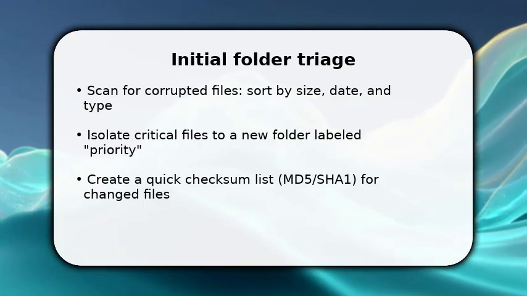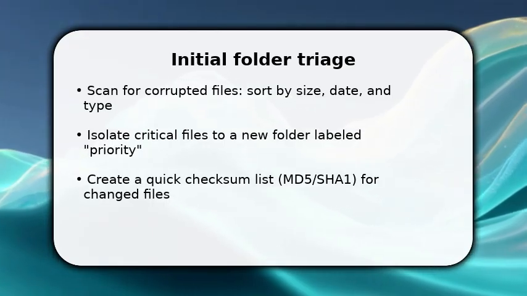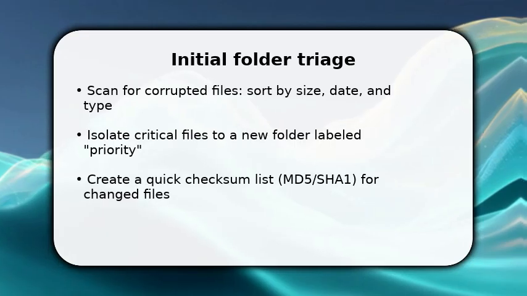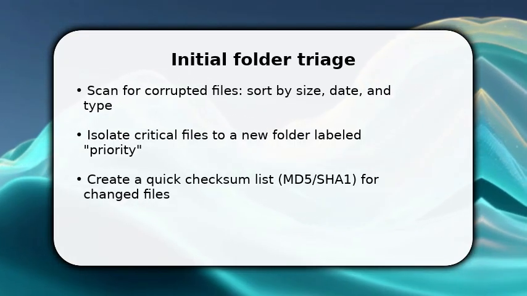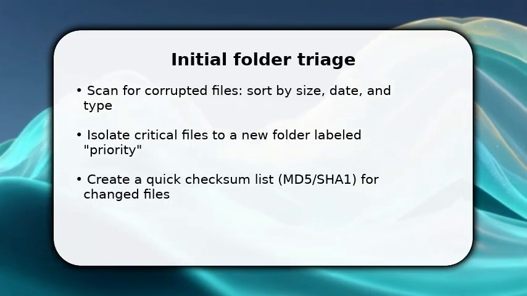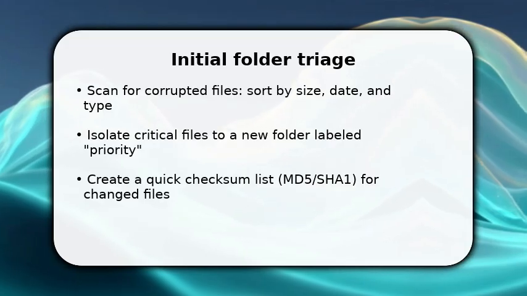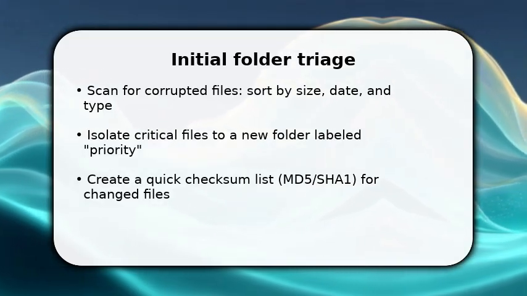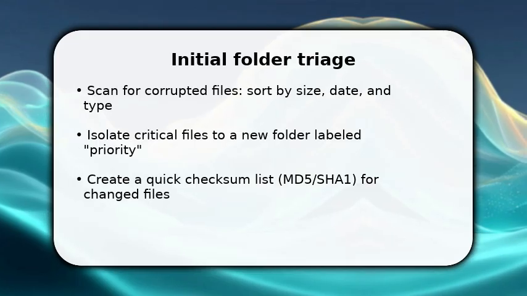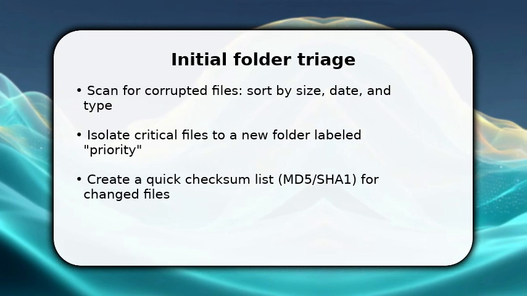You start by triaging the folder now. Identify what matters and what can wait. First, sort by size and date to reveal anomalies, then move anything critical into a separate priority folder so you can work safely. Next, run quick checksums, MD5 or SHA-1, on suspect files to detect corruption. Once done, make sure to note mismatches and flag them for repair. This immediate containment prevents accidental overwrites and gives you a clear focus set to repair.